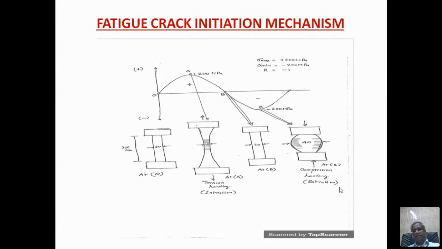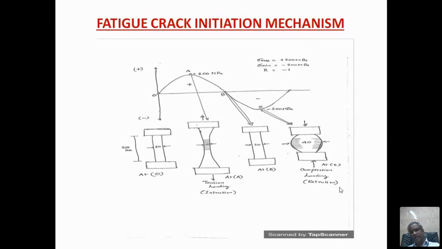From point B you apply the opposite, a compressive stress, on the specimen. From B to C on the stress cycle, once it reaches C, the specimen is under compression loading. The tensile load is pulling and compression is pushing. When you push it, the specimen will bulge. Bulging means the diameter is increasing and the length is shortening. The length is reduced and the diameter is increasing.